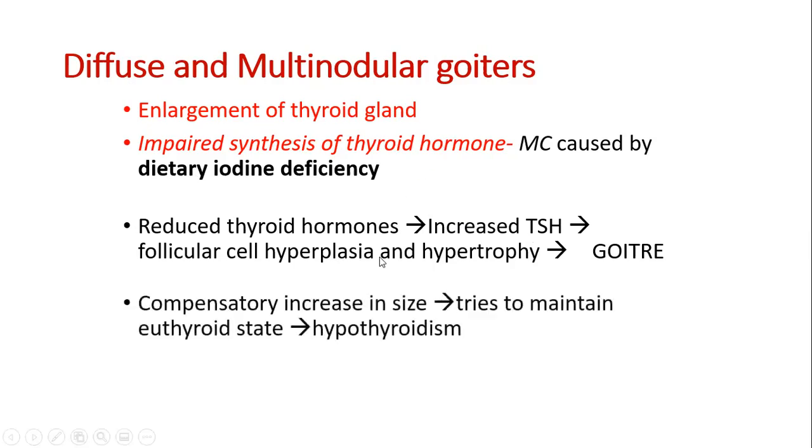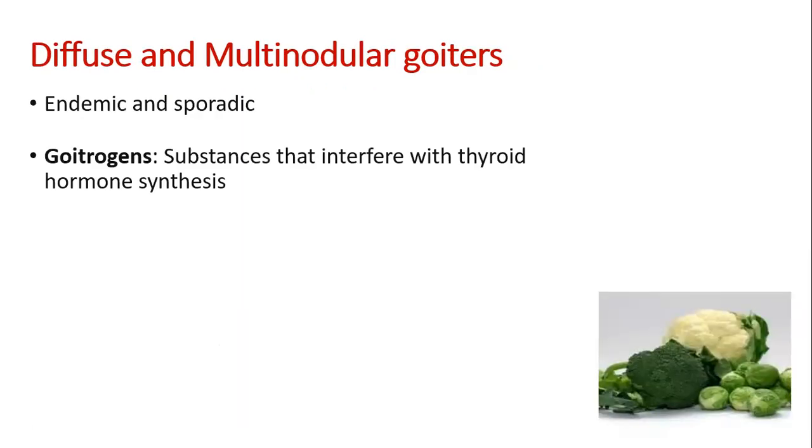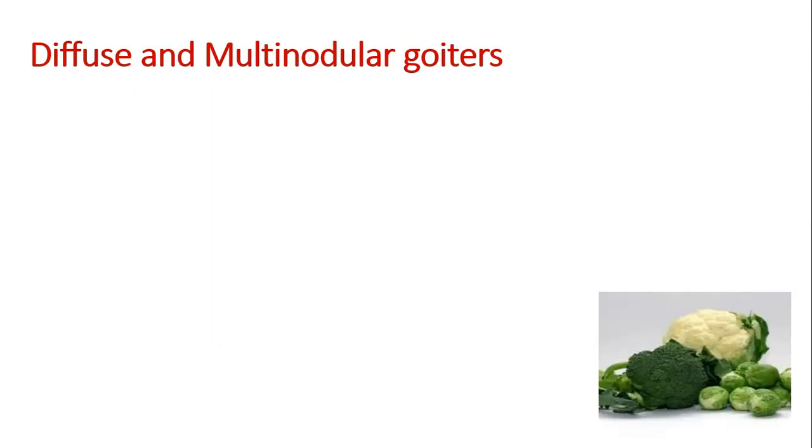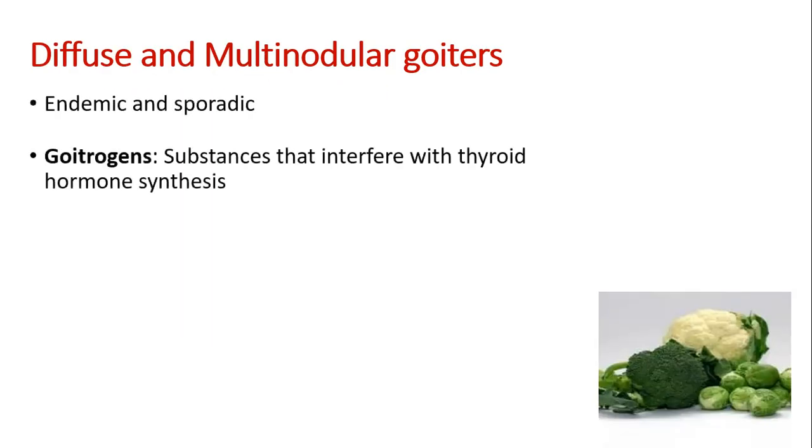But what happens further is there is a compensatory increase in size, which tries to maintain the euthyroid state initially, but at the end it is a hypothyroid state. Further, because the gland is enlarged, sometimes inside there are injuries, ischemic injuries, and that leads to fibrosis, and that leads to nodularity. So that ends up in multinodular goiter. We'll see that, and there are also cystic changes.